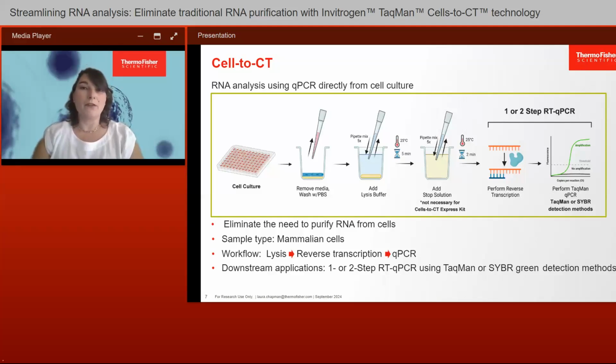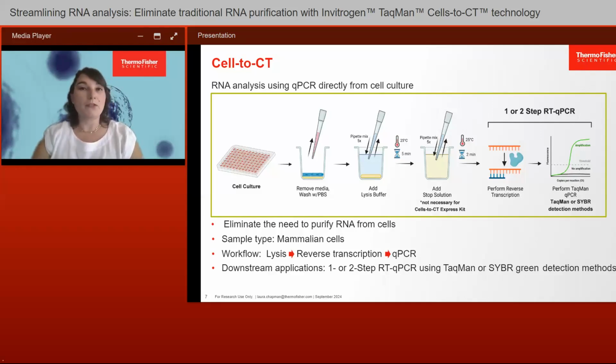You'd remove the media from those cells because some of the media may have inhibitors of your RT-PCR, so you would need to remove the media, wash with PBS to get rid of any residual media, and then remove that wash, and then add a lysis buffer. The lysis buffer can be pre-mixed with a genomic DNase to remove any genomic DNA in your sample at the same time as your lysate is preparing the RNA.